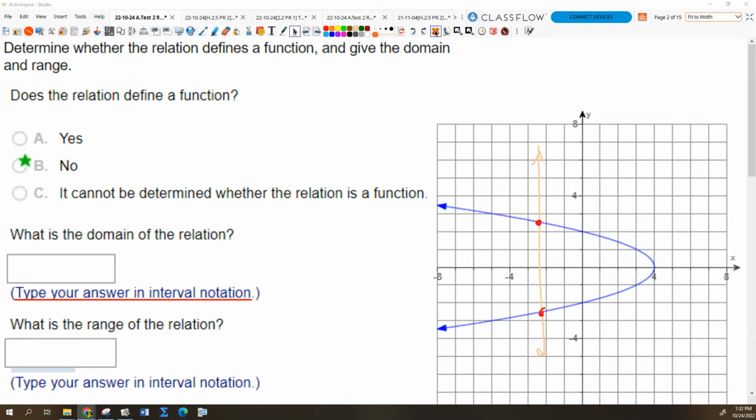Okay, what's the domain of this one? Is this a set or an interval?